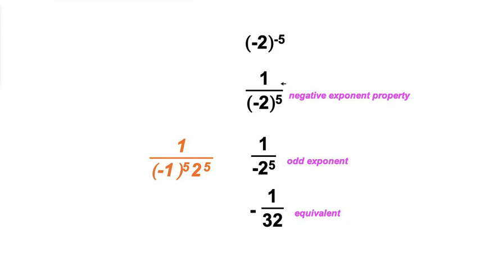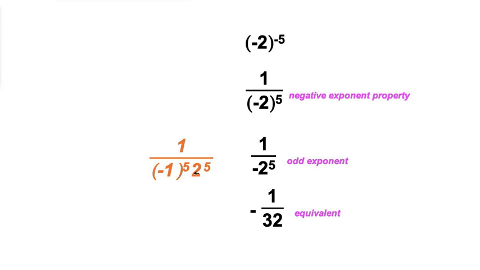Now, that's going to be 1 over (-2) raised to the 5th power in parentheses. That is an odd exponent, so that's going to give me a negative number. Notice the difference there. Over here in the orange, I factored out the -1 because remember, -2 can be thought of as -1 times 2. I raise -1 to the 5th power and I get -1.